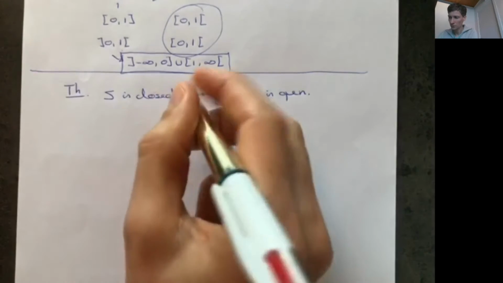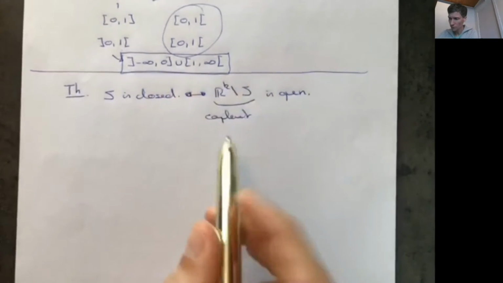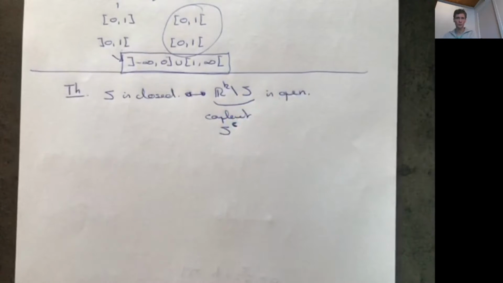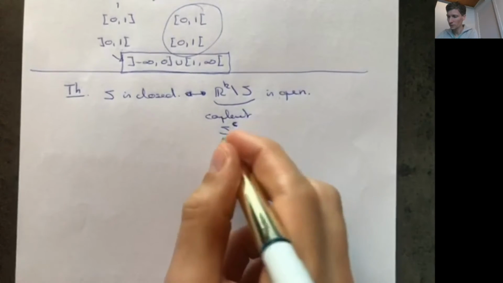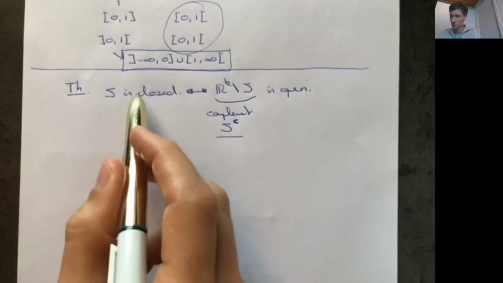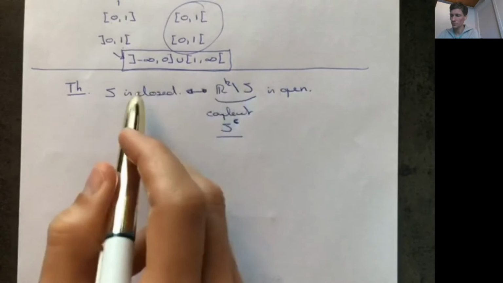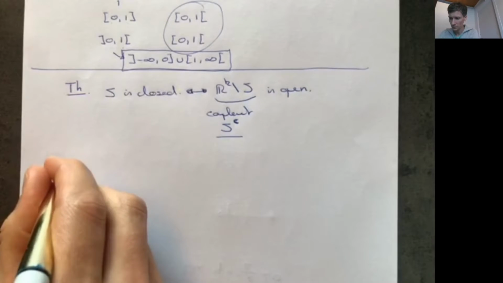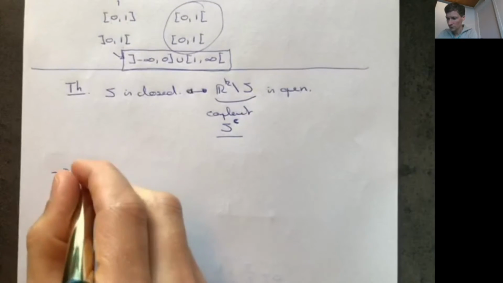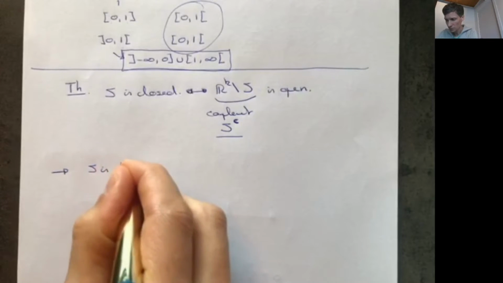So this is an if and only if. Instead of complement, I will also write this as S with a superscript C, because every time writing R^k minus S is a bit annoying. So we have an if and only if, so we have to go from the left to the right, and we have to go from the right to the left. So let's first go from the left to the right. And we're going to use a proof by contradiction. So assume that S is closed.